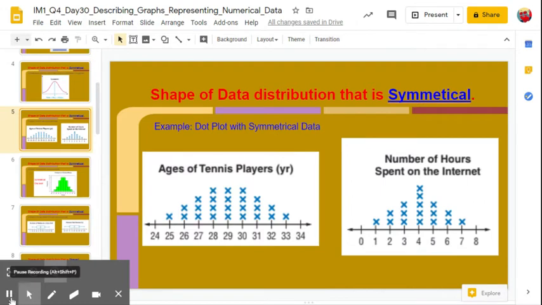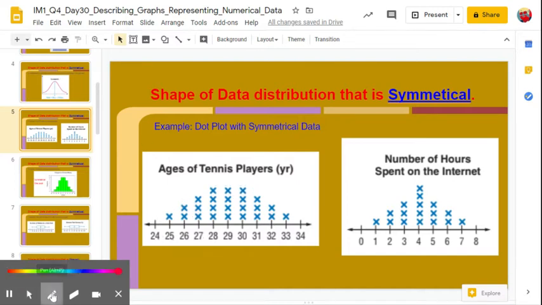Here are two dot plots that represent symmetrical data. So you can see it's very balanced. The average age of tennis players in years. The lowest is 25, and only one person is 33. Two are 26, and two are 32, and it just keeps going like that and balances out. You got a pretty big middle here, almost a uniform center, if you will. But that would be an example of symmetrical data.